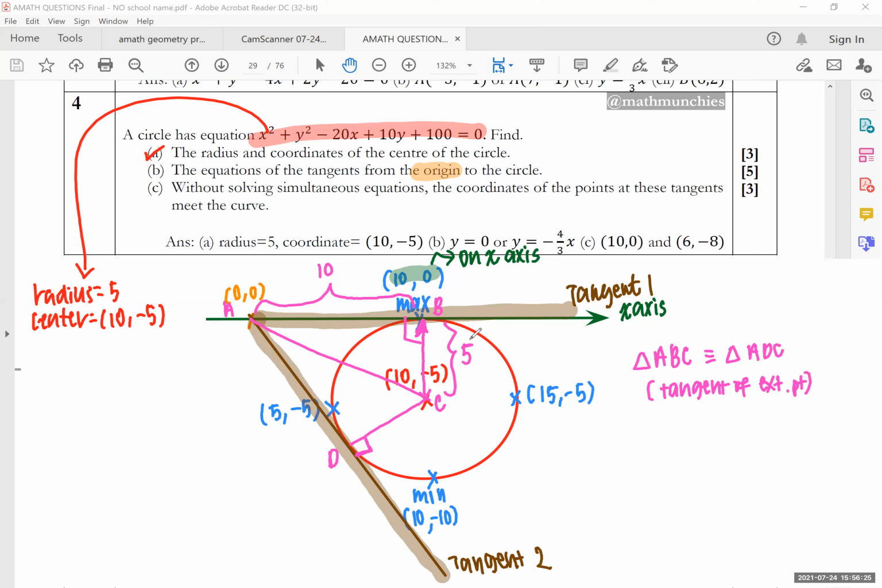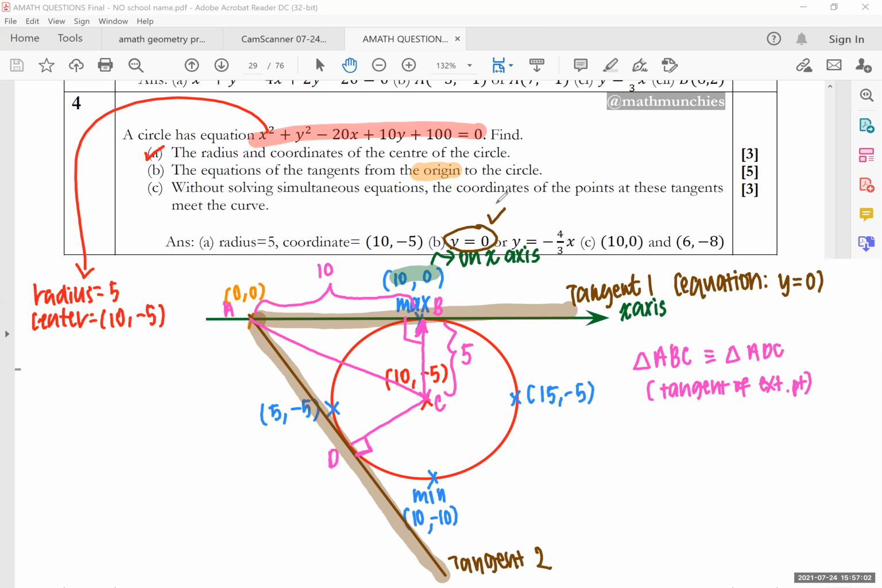Now, how are we going to find the tangents? The first tangent is very simple. We all know that anything that is a horizontal line on the x-axis is what equation? y equals question mark. For this case, y equals 0. So that's how I get my first equation, y equal to 0. Understand?